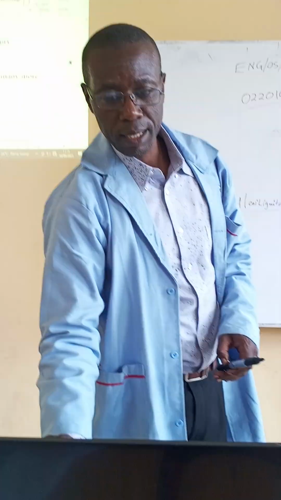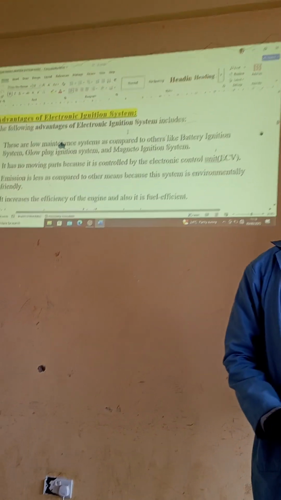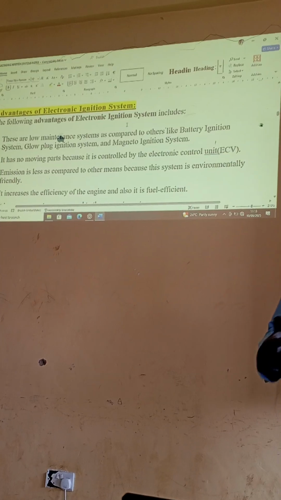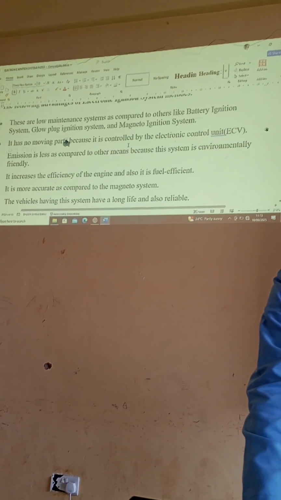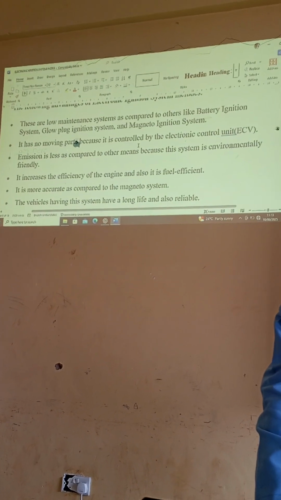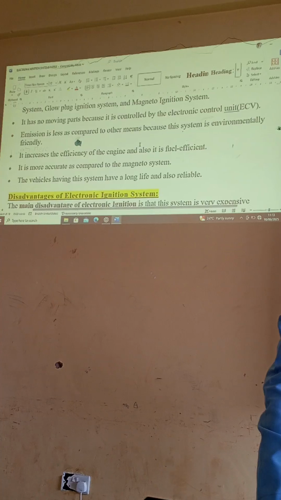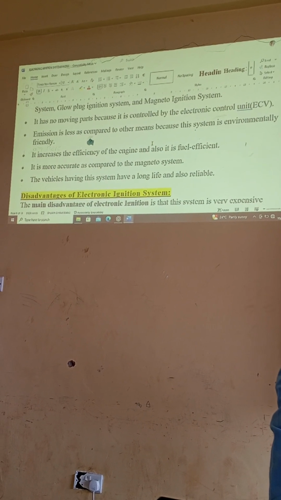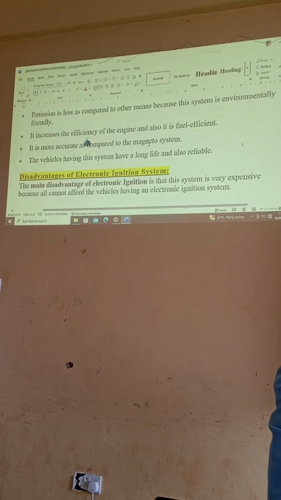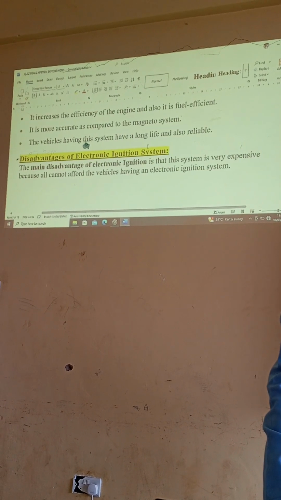What are the advantages? The advantages are more than for the mechanical system, because one, they have longer maintenance intervals compared to the coil ignition system. Number two, it has no moving parts because it is controlled by the ECU. Emission is less, efficiency increases, it is more accurate, and the vehicle has a long service life.